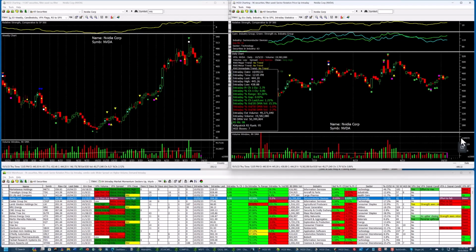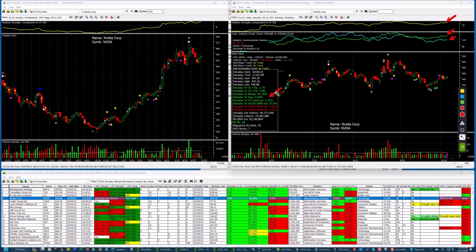And let's take a look at this. I'll use the arrows here. Outperforming the S&P, outperforming its group. The group's kind of flat. This is a semi-group, not doing much. But this stock is outperforming. You can see how valuable this information is.